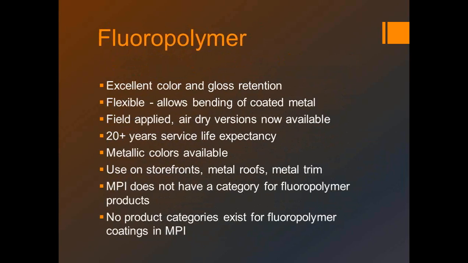Now, if I had an existing building, Kent, with a storefront or a curtain wall that had been originally painted with an acrylic enamel that's badly worn, would I want to use your field-applied, air-dry fluoropolymer, or would I want to use the polysiloxane to clean it up, dress it up, and get it looking good again?